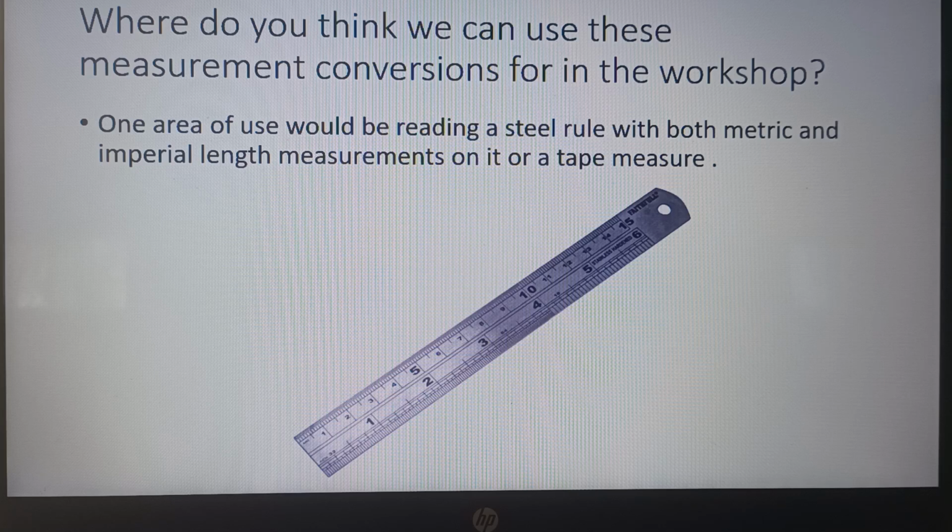Where do you think we can use these measurement conversions in the workshop? One area of use would be reading a steel rule with both metric and imperial length measurements, or on a tape measure.